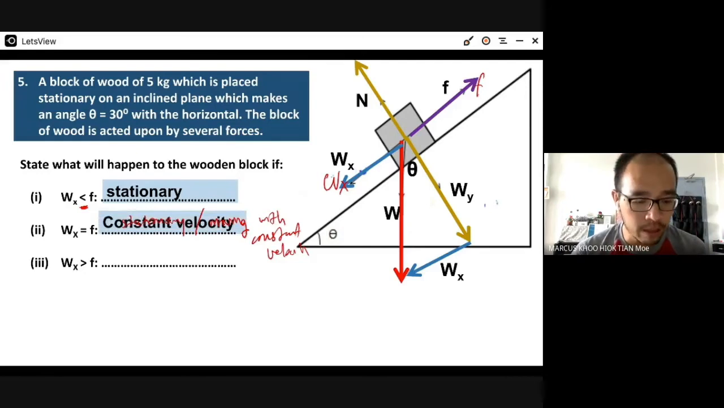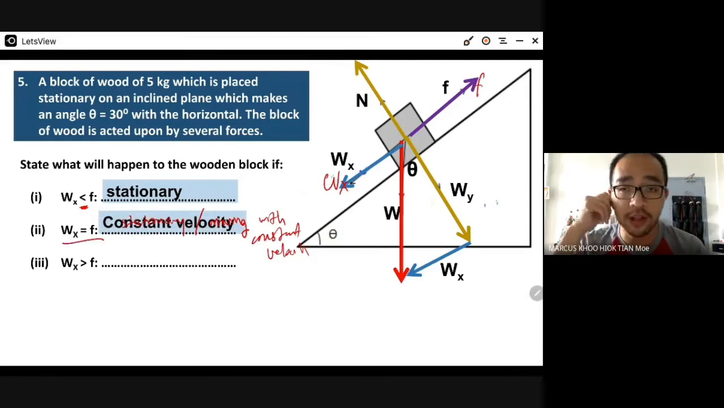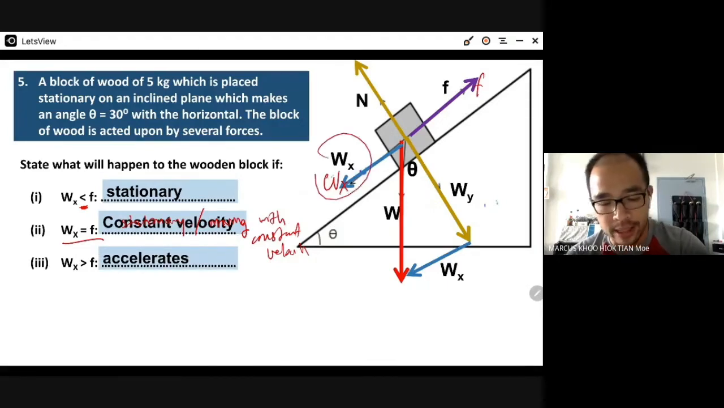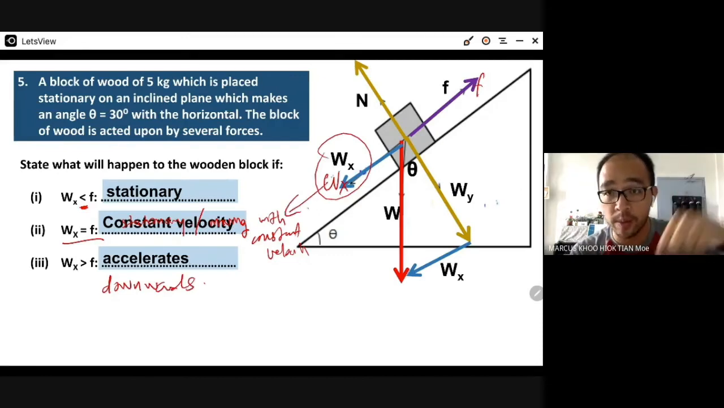So Wx equals F is usually constant velocity, or can also be stationary. And then of course, if Wx is bigger than F, definitely it's going to accelerate. In what direction? It will be accelerating downwards, actually downwards this way, not really straight down.